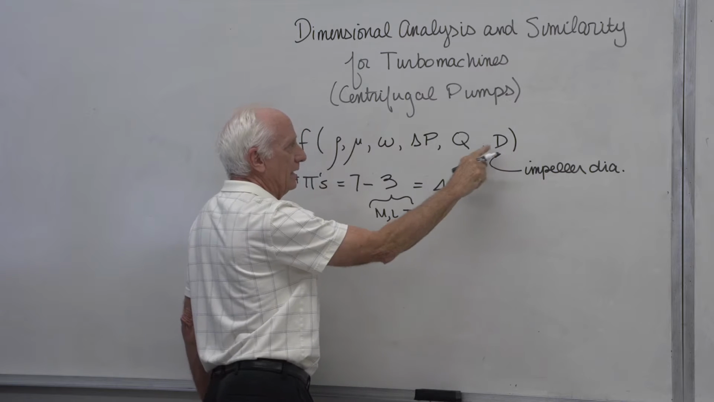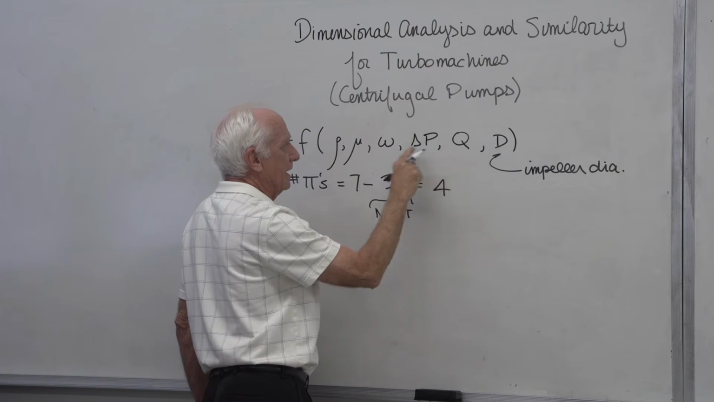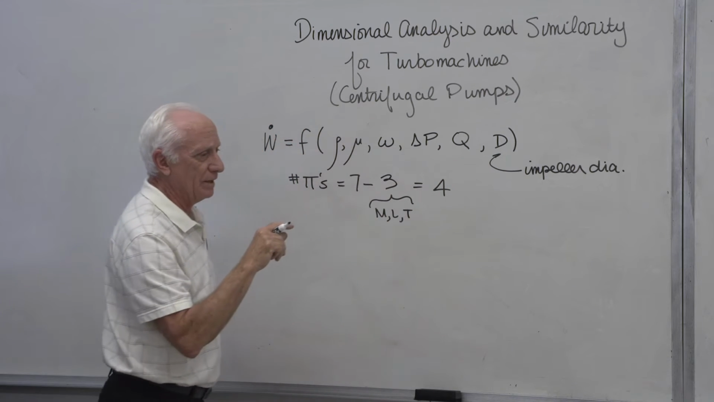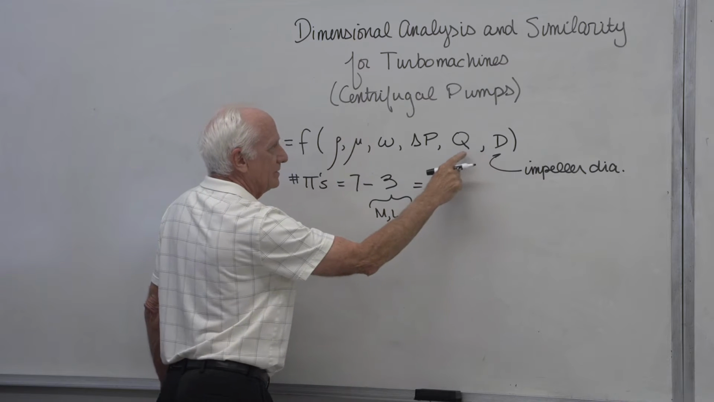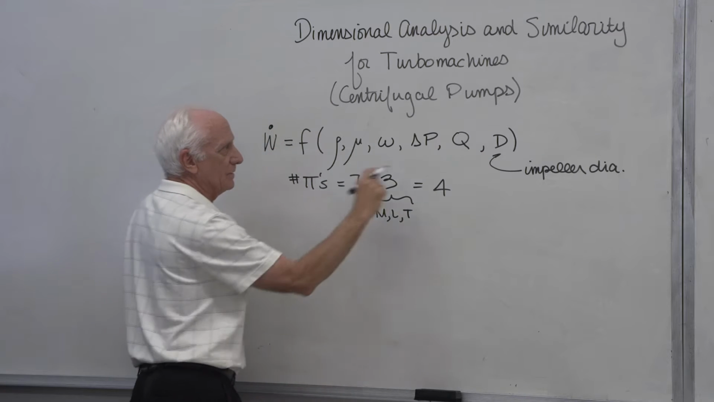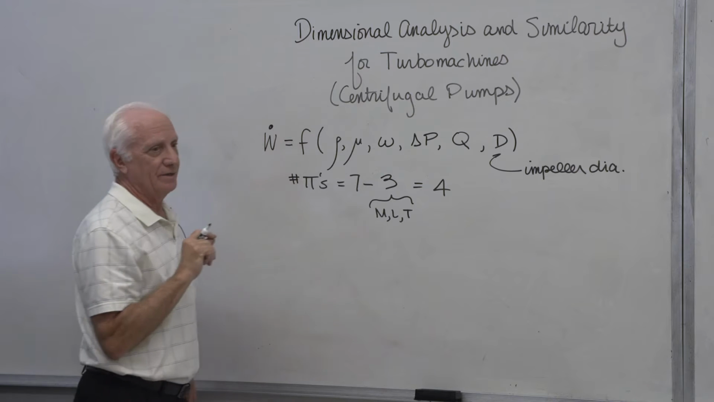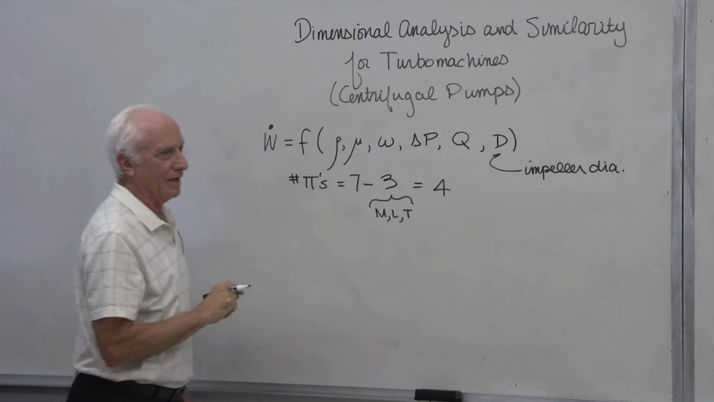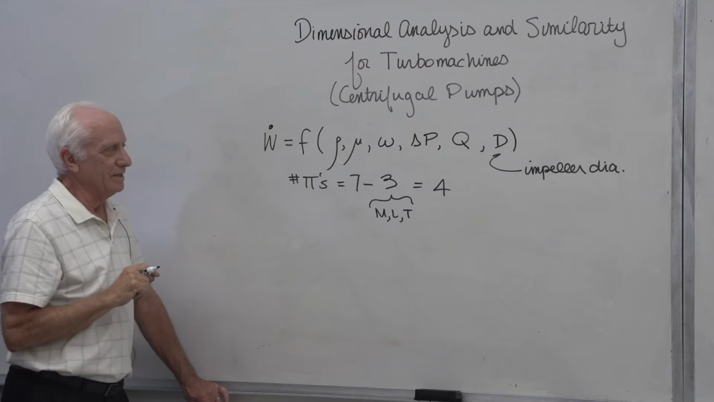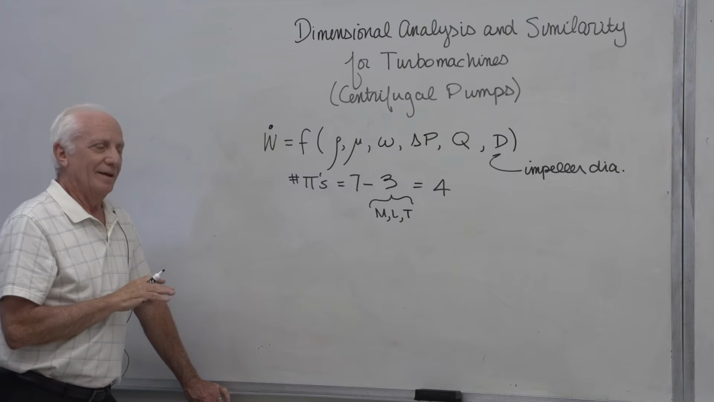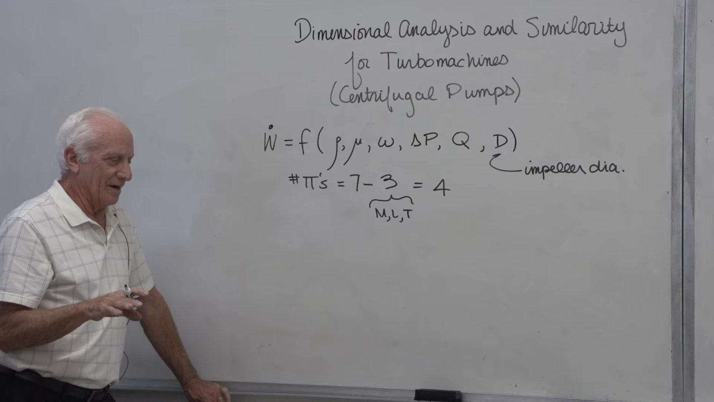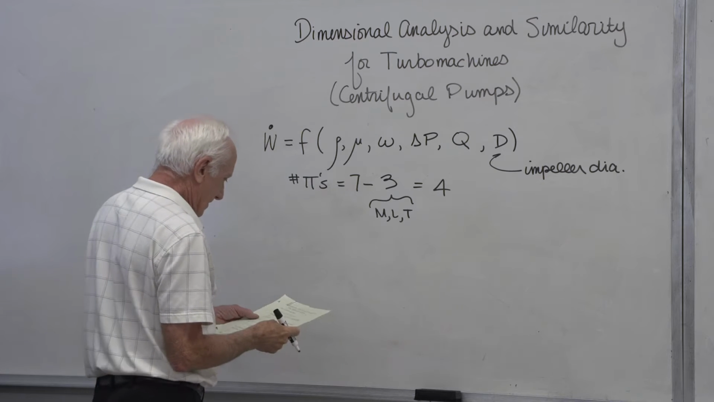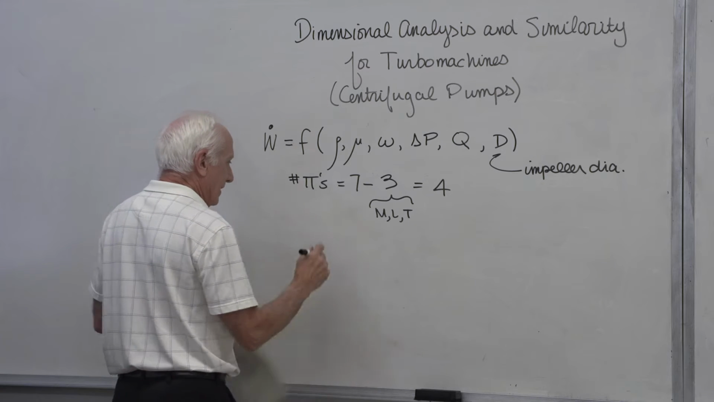Length cubed per time, 1 over time. Do I see length at least once? Yes, yes. Do I see time at least once? Yes, yes. Do I see, here it comes, mass at least once? No, no, no. Okay. Don't choose omega, D, Q as repeating. Anything else is legal and fair. So I chose repeating rho, omega, D.